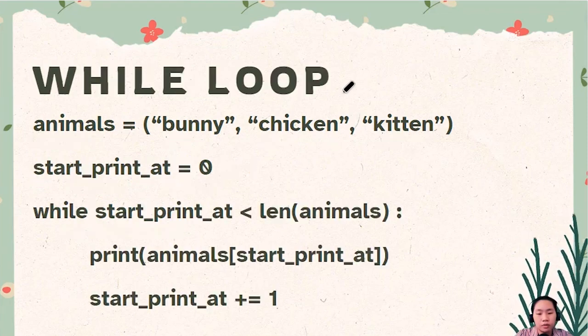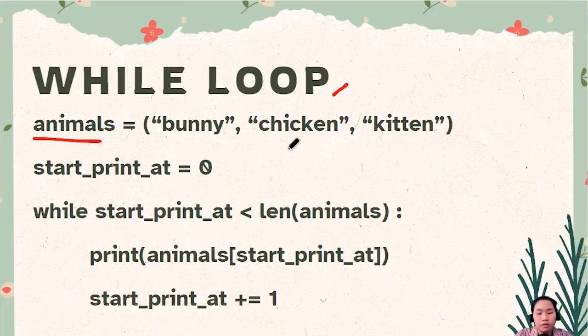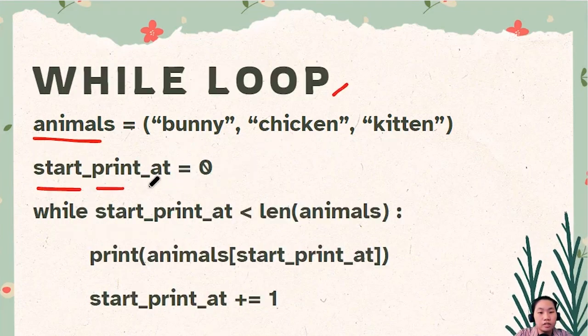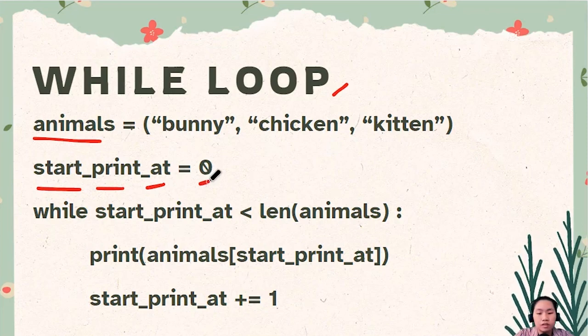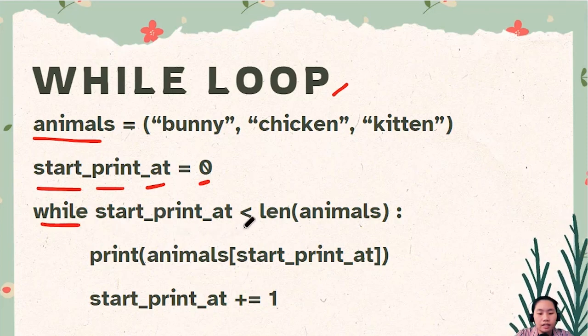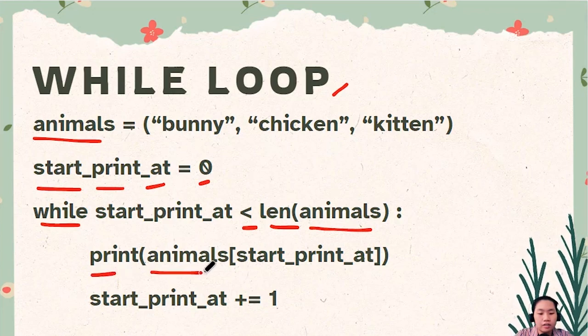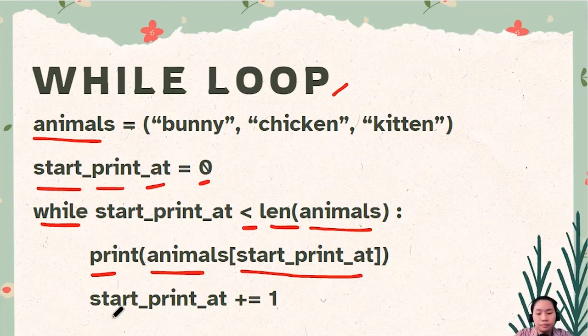Next up, let's tackle the while loop. Once again, we have our good old tuple: bunny, chicken, and kitten. Now, I'm giving types a more specific name, start_print_add, and we'll start at 0, unless you want to start at a different number. While start_print_add is less than the length of the tuple animals, print the tuple animals starting at 0, denoted by start_print_add, and after Python prints index 0, increase start_print_add by 1.